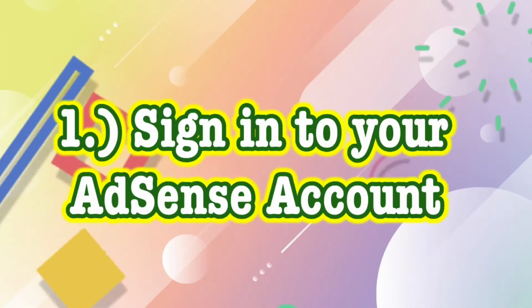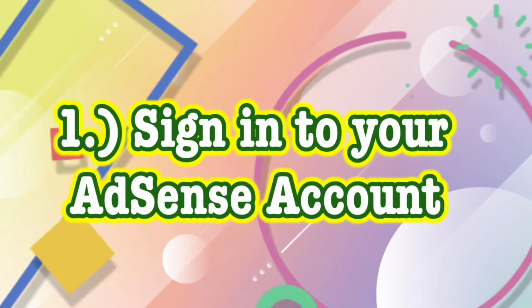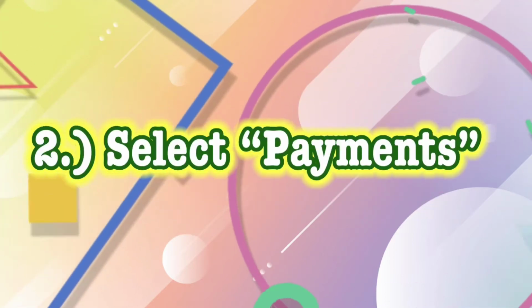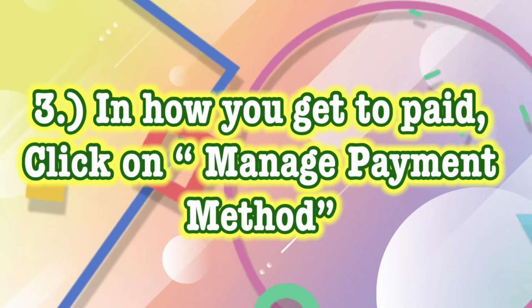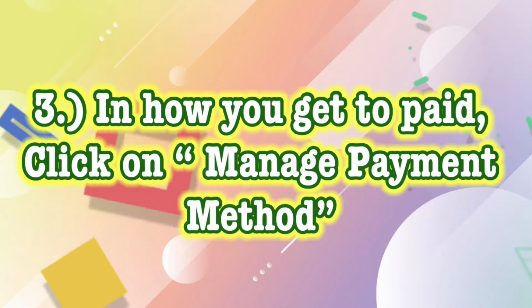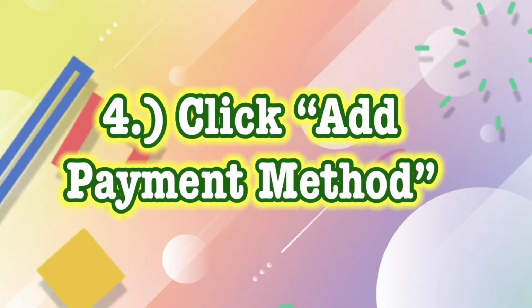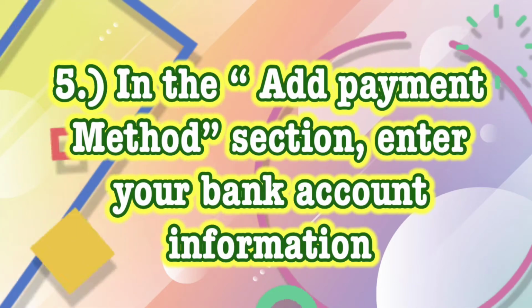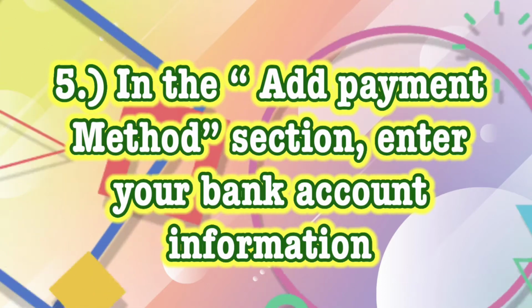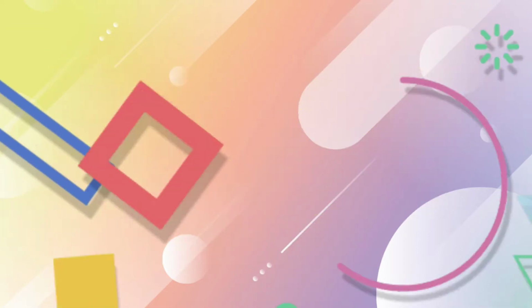Number 1, sign in to your AdSense account. Number 2, select payments. Number 3, in how you get paid, click on manage payment method. Number 4, click add payment method. Number 5, in the add payment method section, enter your bank account information.